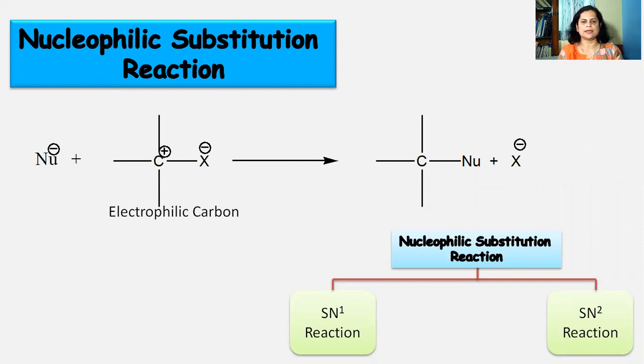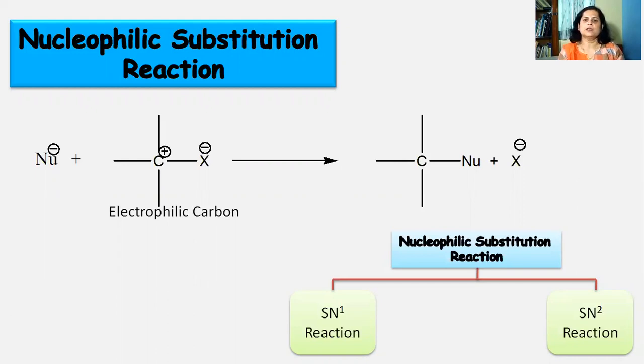Now see the alkyl halide: X minus, the negatively charged halogen, and the carbon, which is positively charged. Halogens are good leaving groups, and therefore the halide group is removed with its lone pair of electrons, and the nucleophile attacks the electrophilic carbon. So a new bond is formed between the carbon and the nucleophile, and that is the formation of the product.